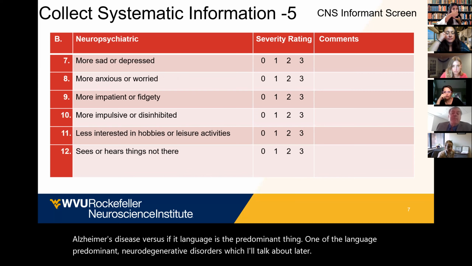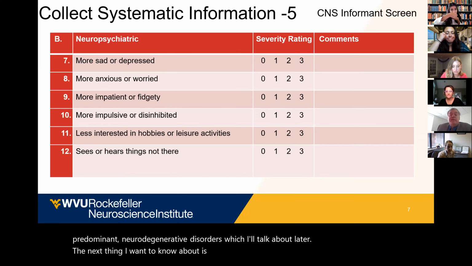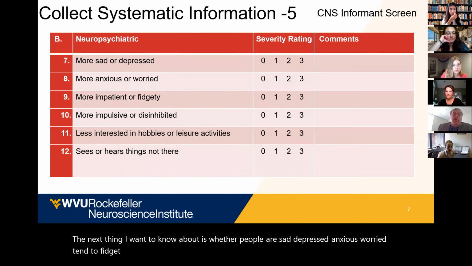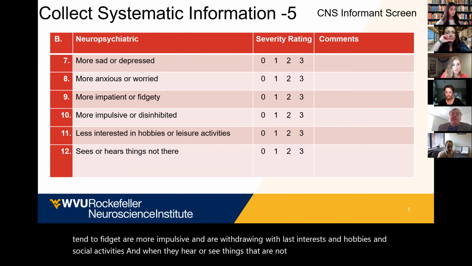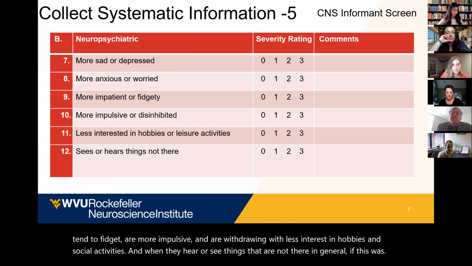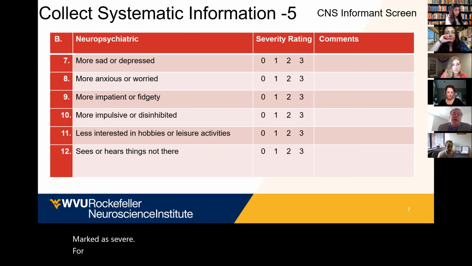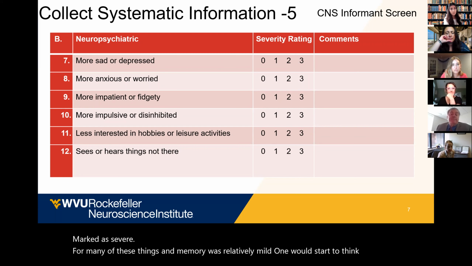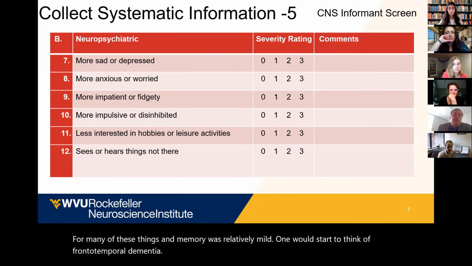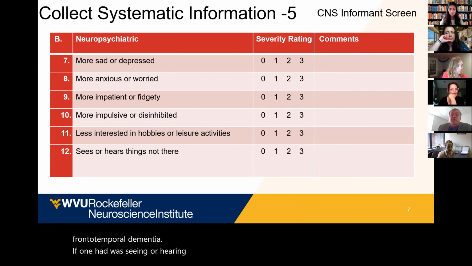The next thing I want to know about is whether people are sad, depressed, anxious, worried, tend to fidget, are more impulsive, and are withdrawing with less interest in hobbies and social activities, and whether they hear or see things that are not there. In general, if this was marked as severe for many of these things and memory was relatively mild, one would start to think of frontotemporal dementia. If one was seeing or hearing things as an early sign, one would think of dementia with Lewy bodies.